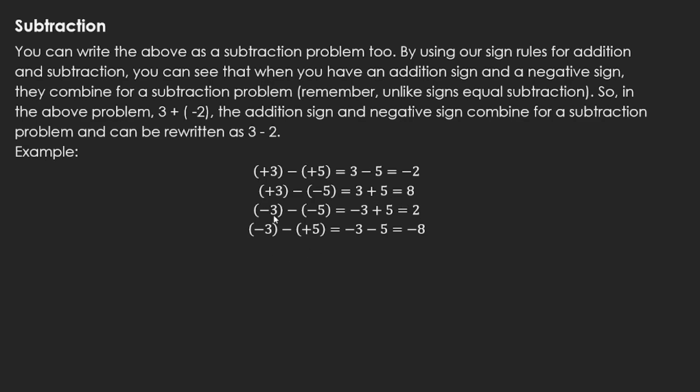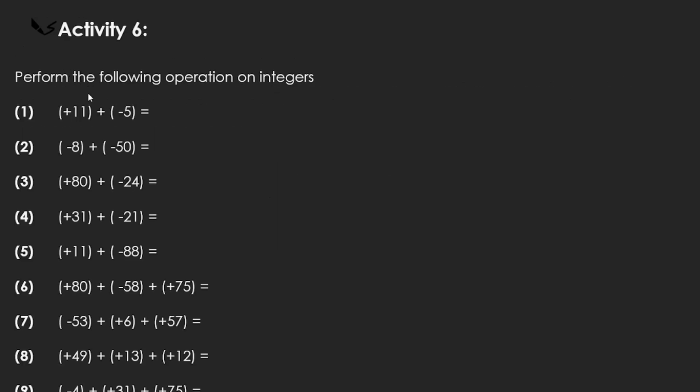One last example before the activity. We have negative 3 minus positive 5. Get the additive inverse of positive 5, and that is negative 5. Negative 3 plus negative 5. Same signs, you'll just simply add, and negative will give you negative, so the answer is negative 8. We have here, as an activity, perform the following operation on integers.